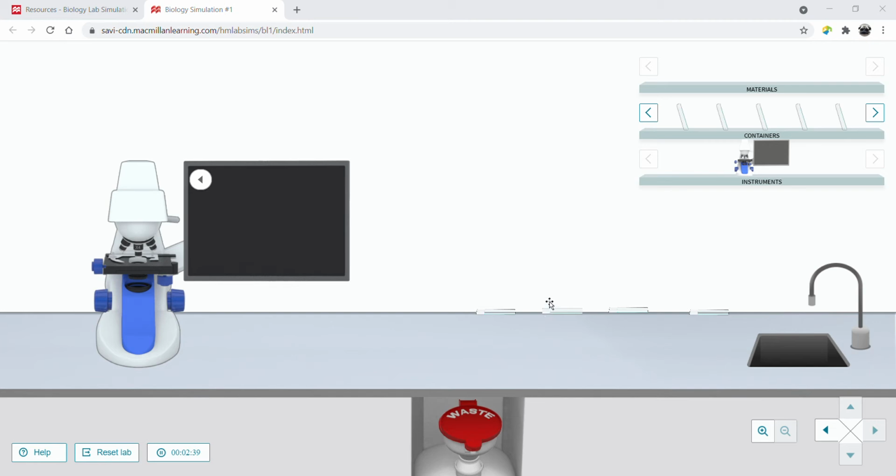Now, generally, the eyepieces have a magnification of 10x. So if you were to remove those eyepieces, which I don't recommend doing on a real microscope, don't take the microscope apart, you would be looking at something that's 10 times bigger by looking through them.